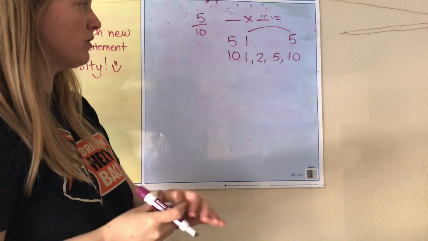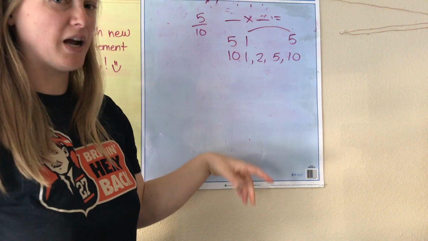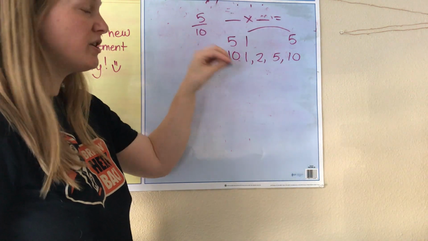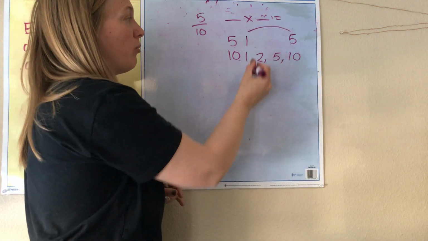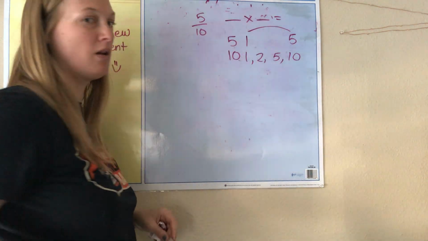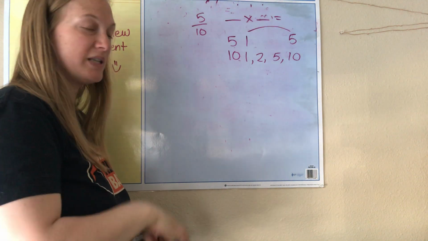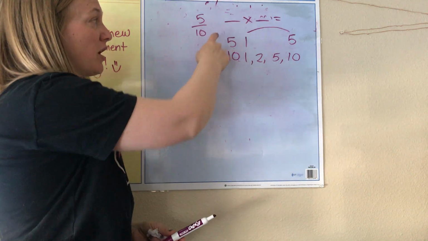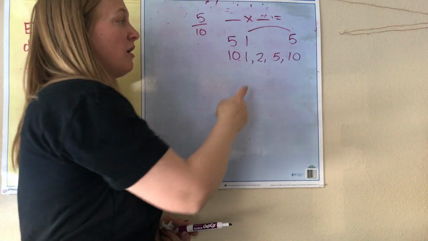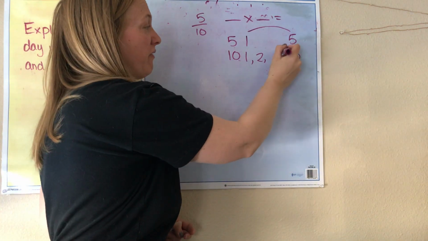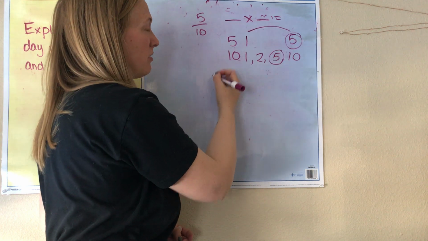Okay, so now I'm looking in both lists and trying to figure out which number is the largest number that both lists have in common. Well, both lists will always have 1 in common. That's not the GCF. 1 is never going to be the GCF to reduce fractions because it's just going to give us the same fraction. But I have 5. 5 is my GCF.